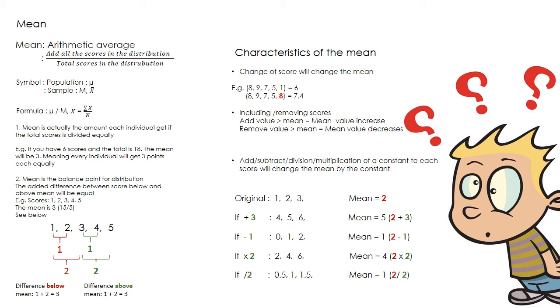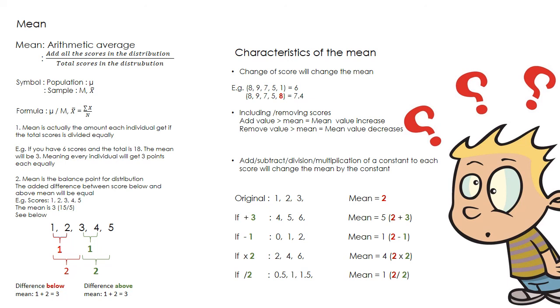So what happens when you multiply? Same thing. From the original scores, when you multiply every score by a constant value of 2, it becomes 1 times 2 is 2, 2 times 2 is 4, 3 times 2 is 6. So the mean will be 4. So if you have the mean of the original data and you multiply by 2, you get the new mean.